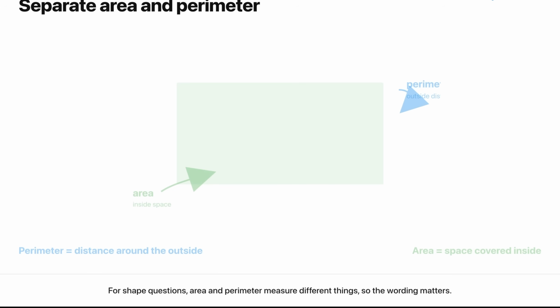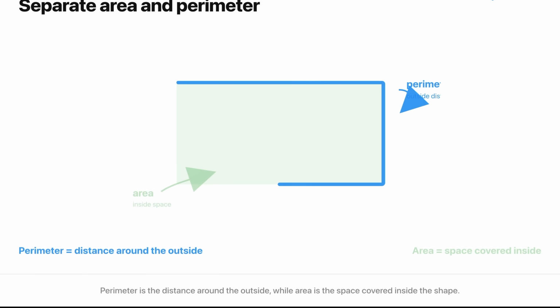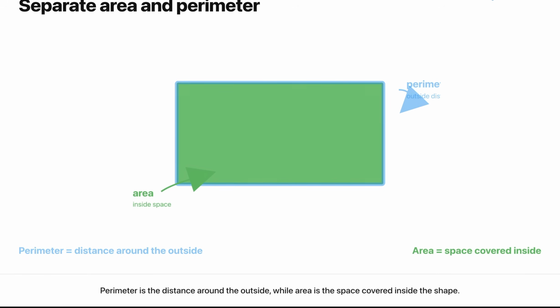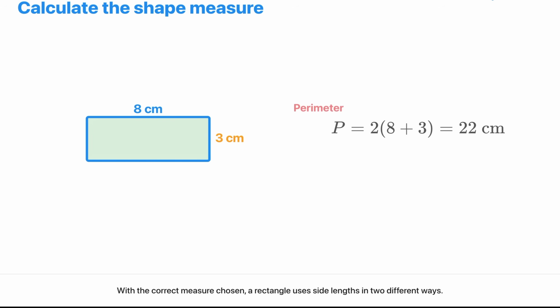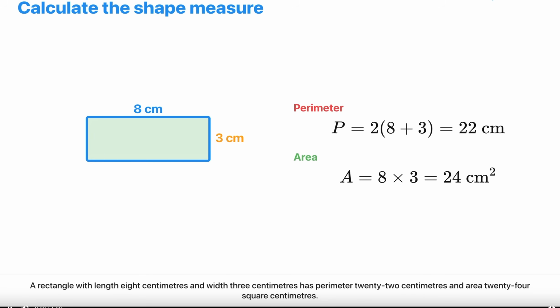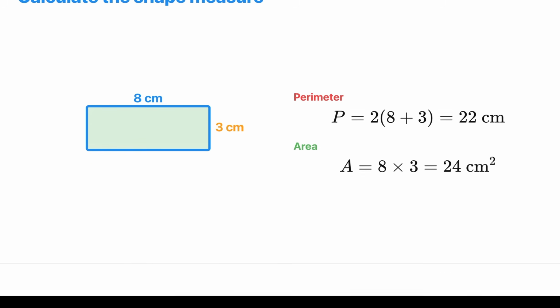For shape questions, area and perimeter measure different things, so the wording matters. Perimeter is the distance around the outside, while area is the space covered inside the shape. A rectangle with length 8 centimeters and width 3 centimeters has perimeter 22 centimeters and area 24 square centimeters.